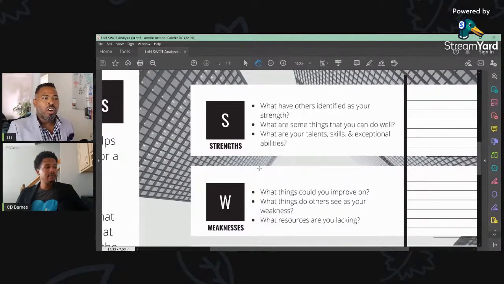Next question. What are some things that you can do well? What are the things that you like to do and that you know for yourself that you do well? Next is, what are your talents, skills, and exceptional abilities? Each of these questions is digging into that. You want to know what your strengths are.